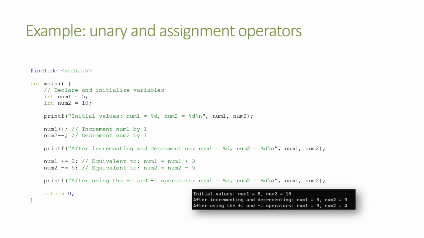Following this, num1 is incremented by 1 using the plus plus operator, and num2 is decremented by 1 using the minus minus operator, with their new values printed again. The code further manipulates these variables by using compound assignment operators. Num1 is increased by 3 and num2 is decreased by 5. The final values of the variables are then printed.